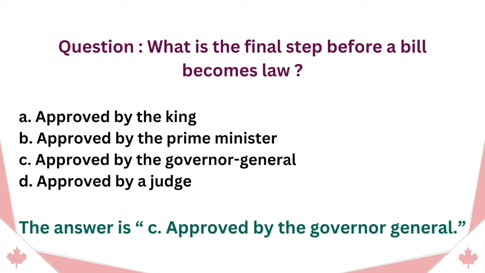Question: What is the final step before a bill becomes law? A. Approved by the King. B. Approved by the Prime Minister. C. Approved by the Governor General. D. Approved by a judge. The answer is C. Approved by the Governor General.